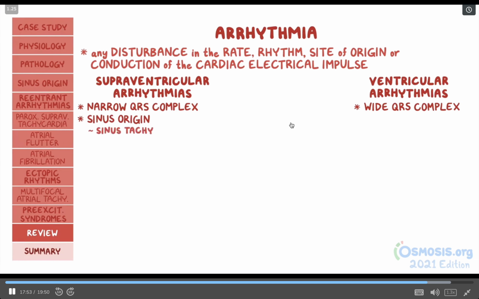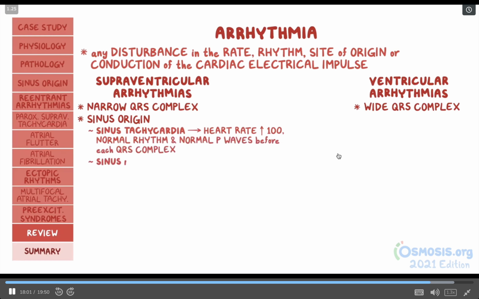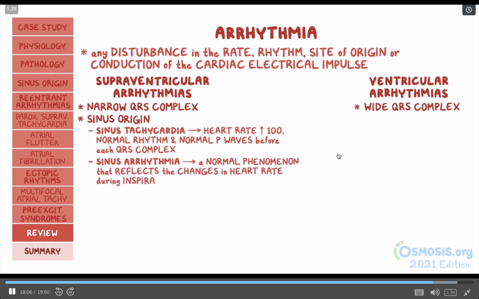This includes sinus tachycardia, which is a heart rate above 100, with a regular rhythm and normal P waves before each QRS complex, and sinus arrhythmia, which is a normal phenomenon that reflects the changes in heart rate during inspiration and expiration. Supraventricular arrhythmias can also have a reentrant origin.